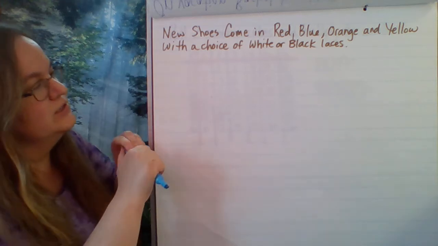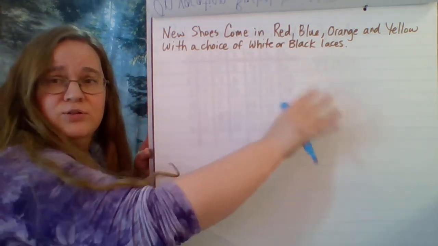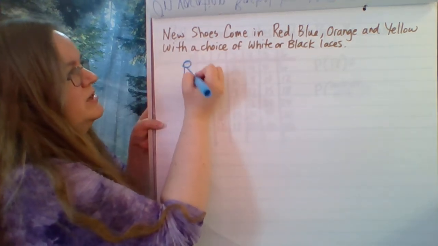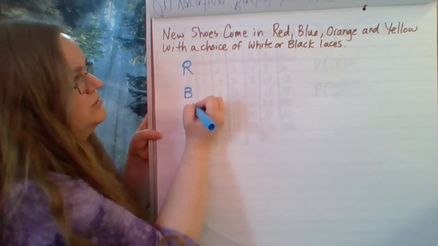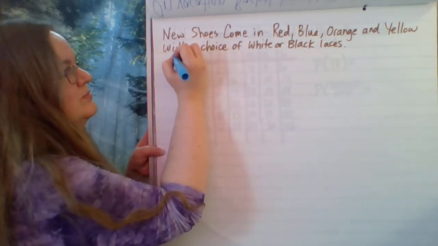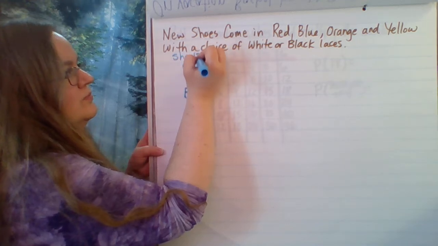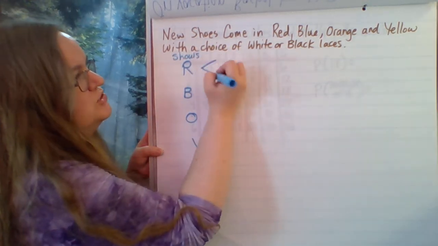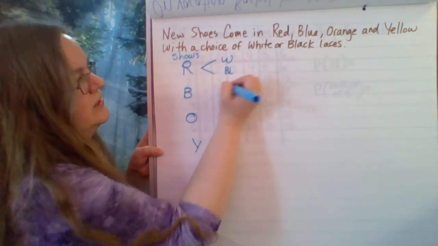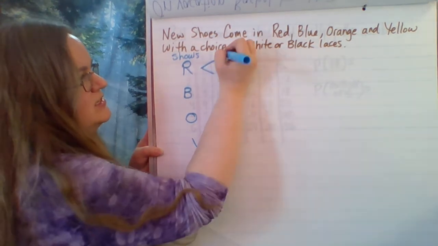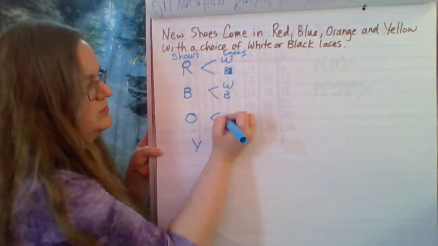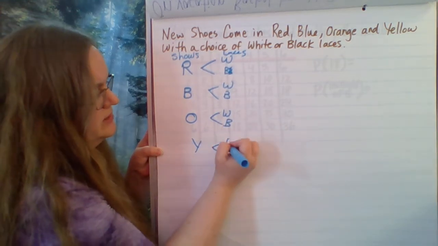So if I were going to create a tree diagram, you can either create it down or across, whatever you're more comfortable with. Since I did the other one down, let's do this one across. I've got red, blue, orange, or yellow shoes. Okay, and then I have a choice of white or black. And I'll just put, we know that's the laces. White or black laces, and white and black laces.